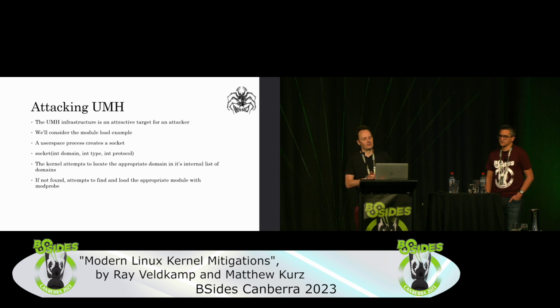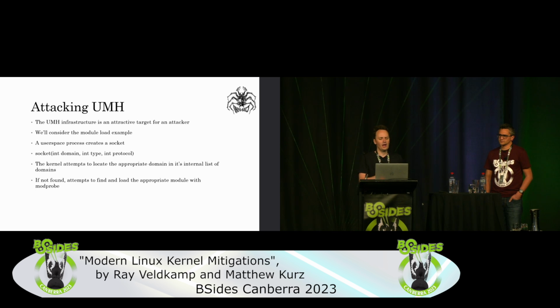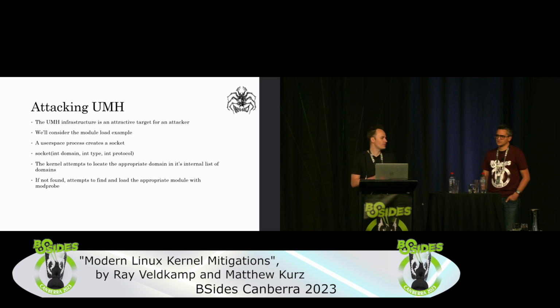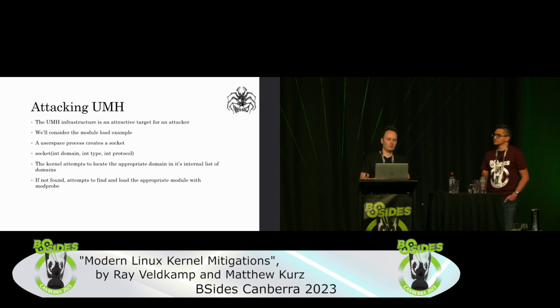But for now, we're going to consider a specific example that occurs when a user space process creates a socket. Now, I spoke earlier on about how it is possible to have the kernel automatically load kernel modules for you. And this is one of those cases where that can happen. So if you've never done any network programming before, a socket is simply a mechanism through which a user space process can communicate with a network. The C library call for creating a socket is simply there. It's socket. It takes 3 arguments, but the one we really care about is this domain argument.